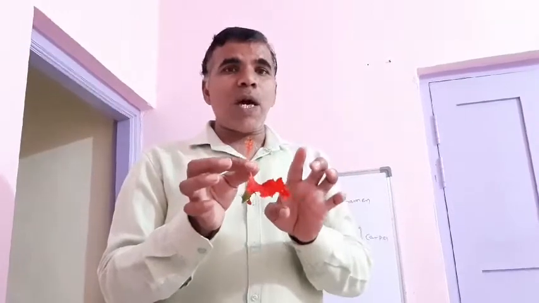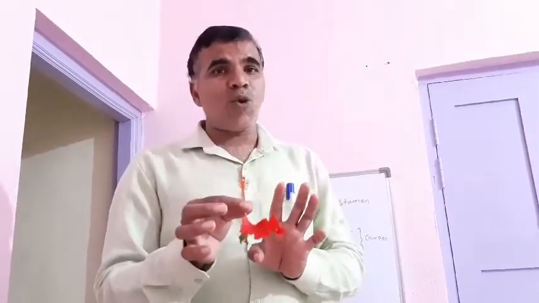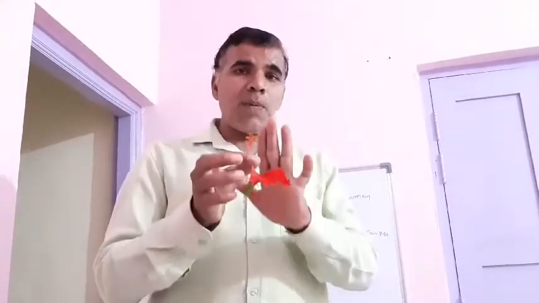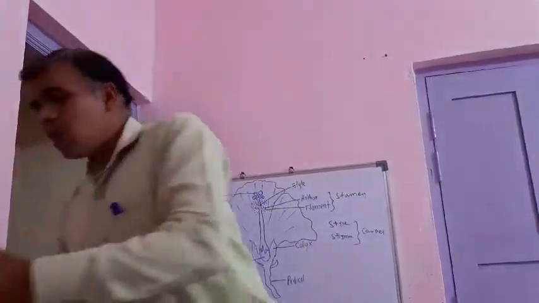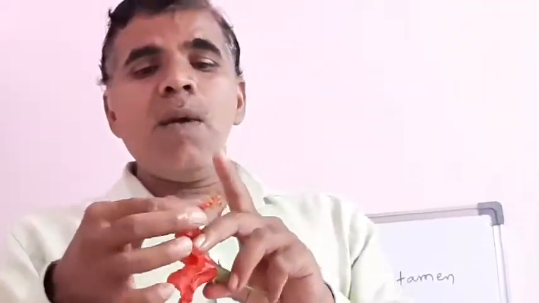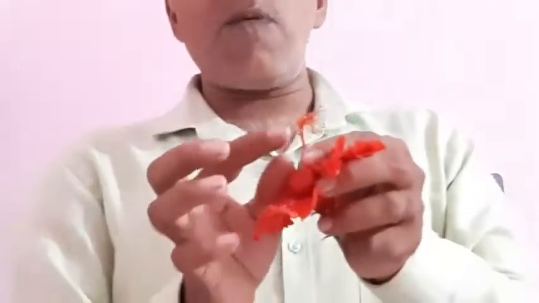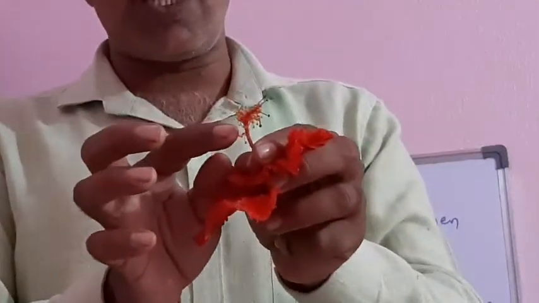The female reproductive part of a flower is called a gynoecium. So these are the 4 parts of a flower. Number first, calyx. The outer green part is known as a calyx. The different colors of petals are said to be corolla. Then the male reproductive part of a flower is called an androecium.